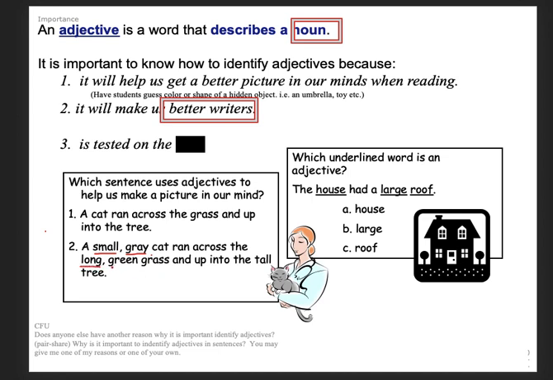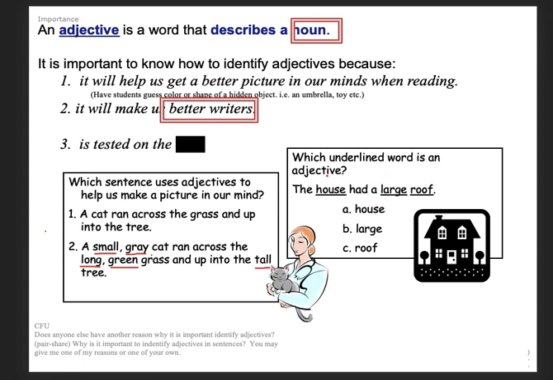Now I'm picturing a small kitten and the grass is taller than the kitten and it's long and green and up into the tall tree. In this sentence, the grass could have been freshly mowed and it could have been a little tree. This is giving me a lot better picture to know that the tree is very tall, that the grass was long and green.